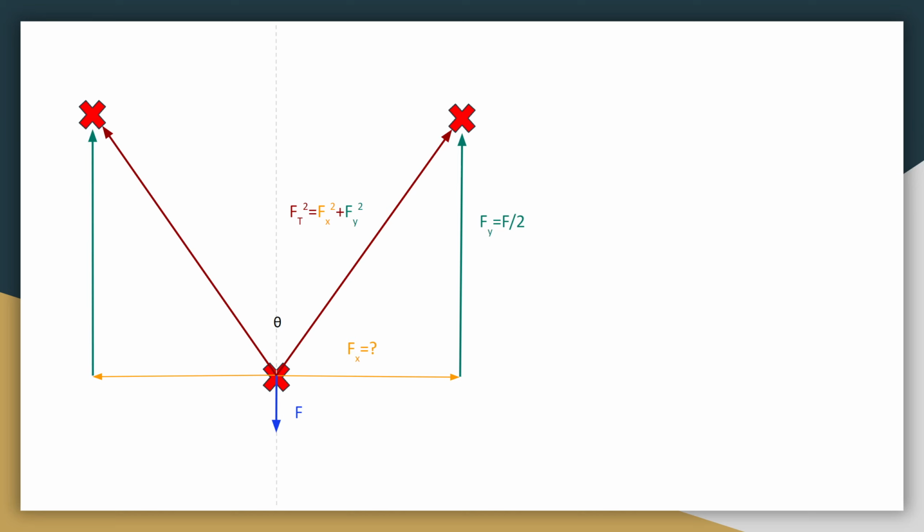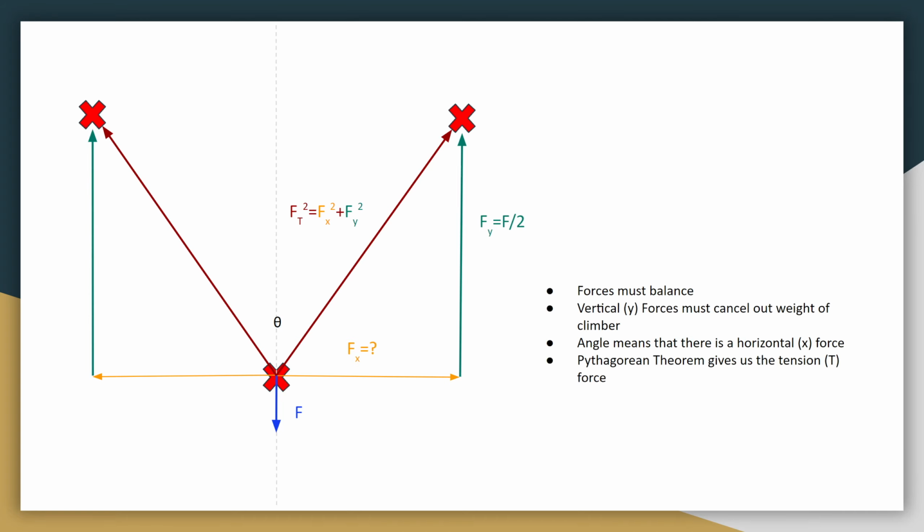If you recall from high school, the Pythagorean theorem helps you find the length of a hypotenuse given the side lengths a and b, where a squared plus b squared is c squared. In this case, I'm using F sub x squared plus F sub y squared is F sub t squared. So if I can find F sub x, and I already know F sub y, I can find F sub t.